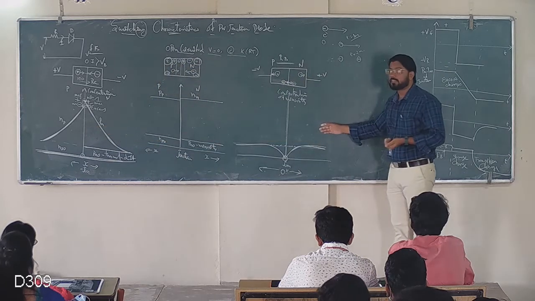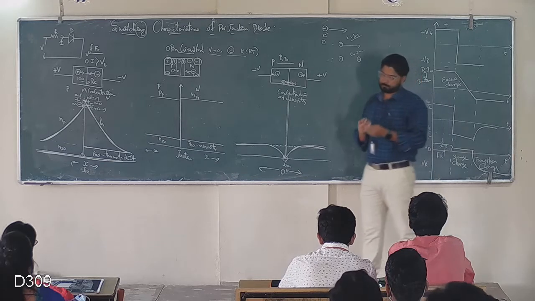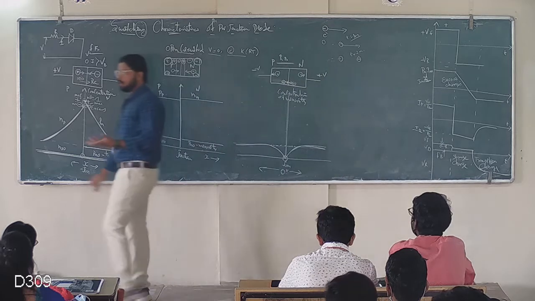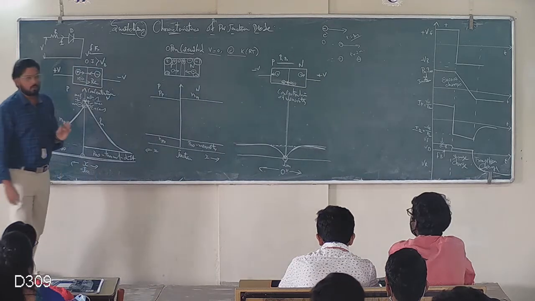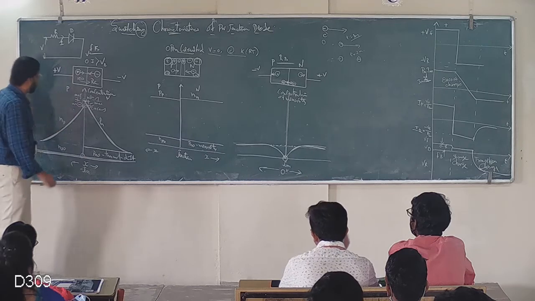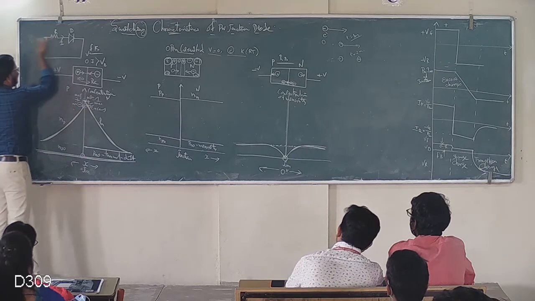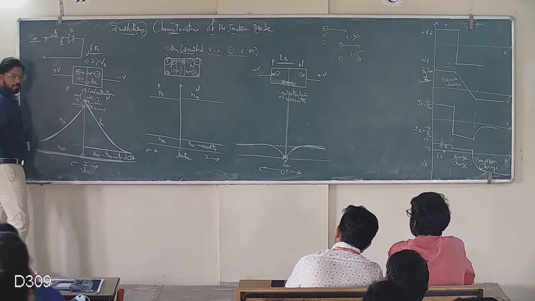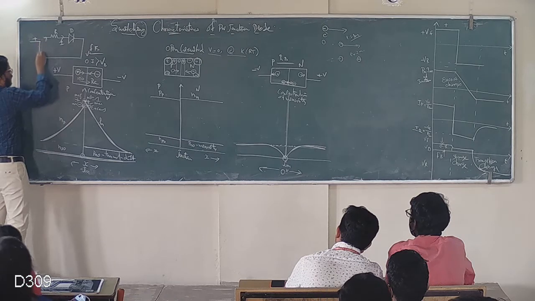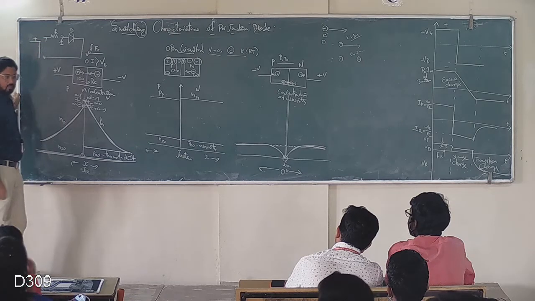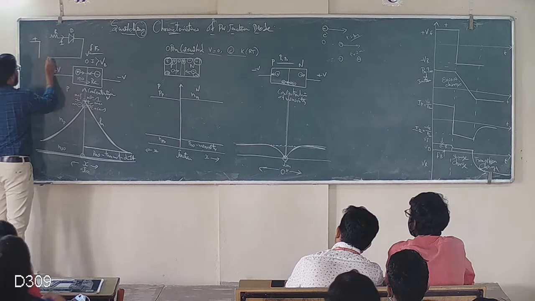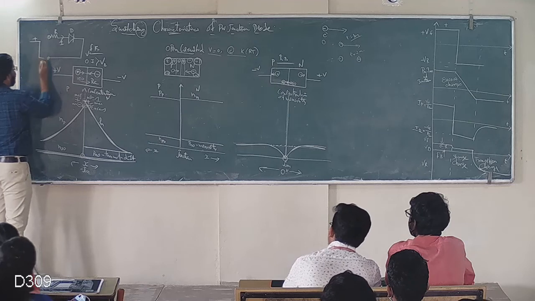This is the steady state reverse biased condition. Now come to my understanding. What I am trying to understand is called switching. Let's say I am applying a positive voltage, steady state forward bias. After some time, I am reversing from forward into reverse.